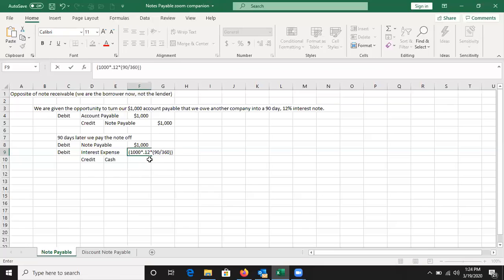So this is your formula, and first of all, put an equal sign if you're doing it in Excel. The interest will be $30.